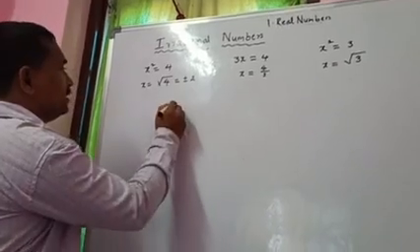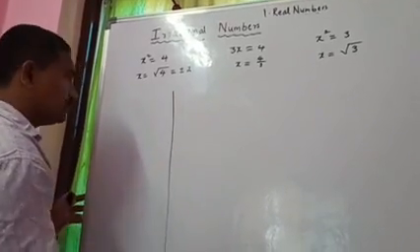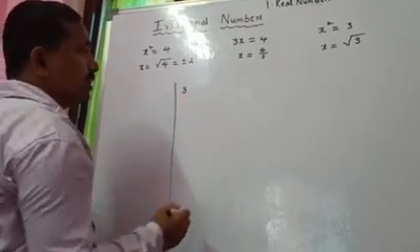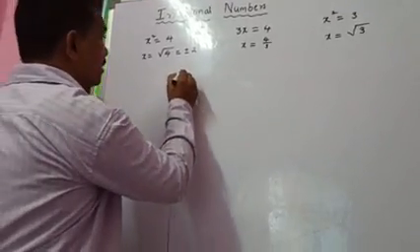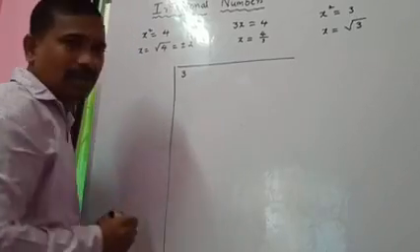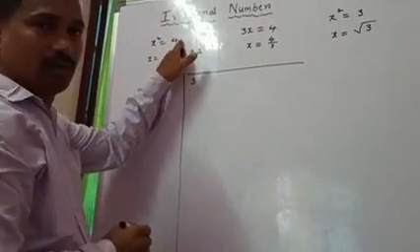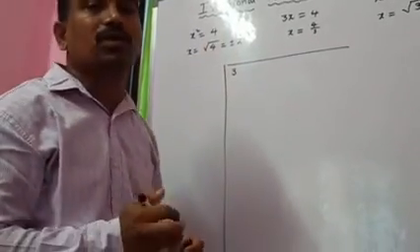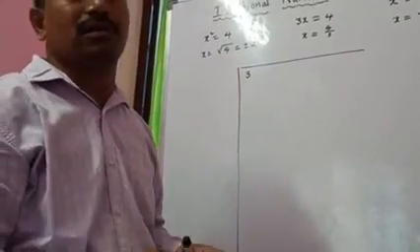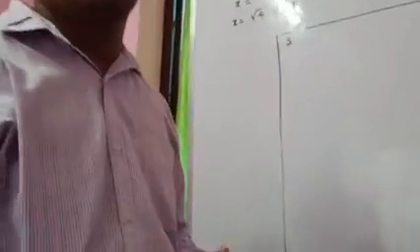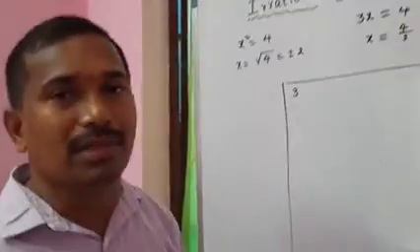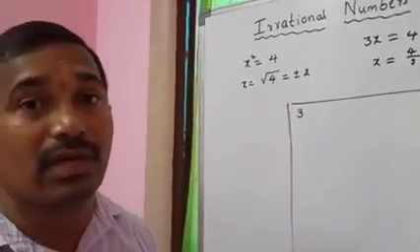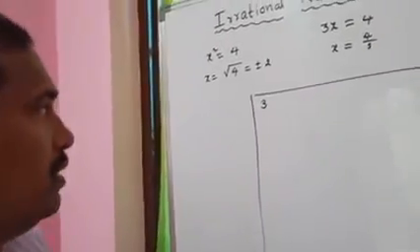We are finding the square root of 3. To find the square root, for example, 4 is a perfect square. That means 4 we can write as a product of two equal numbers. Can you write 3 as a product of any two equal numbers? We can't.